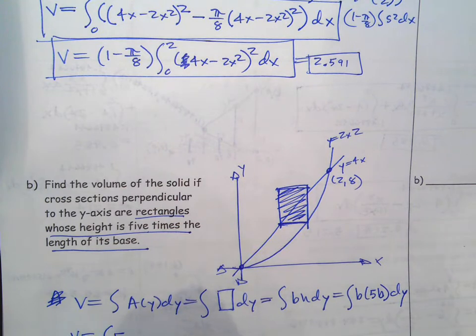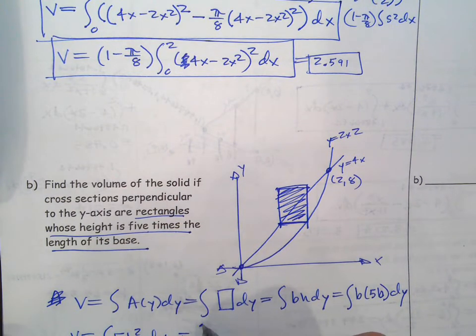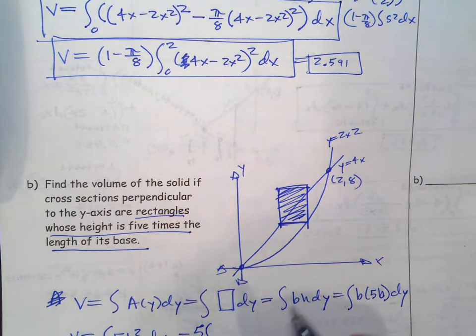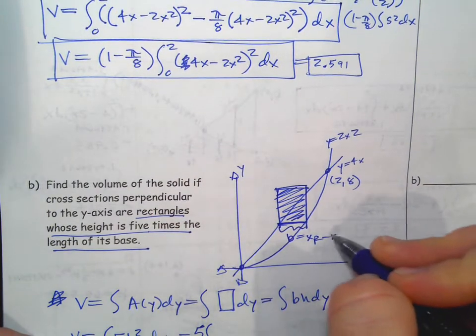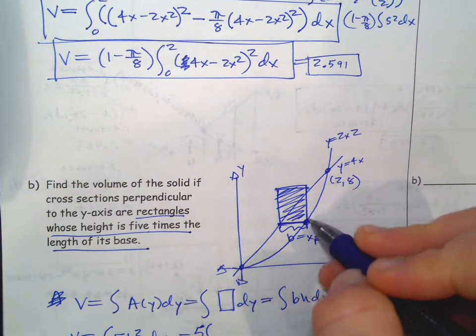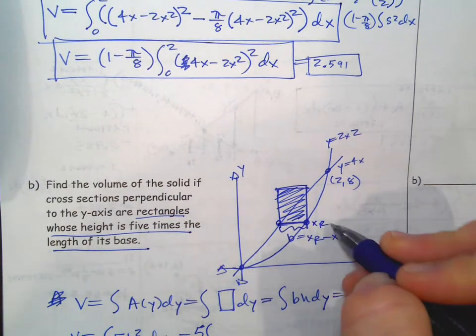So it's going to be 5b squared dy. And so then the 5 could be right here. And then the base, this is the base right here. It is x right minus x left. We need to get x right in terms of y. So this is x right, this is x left.